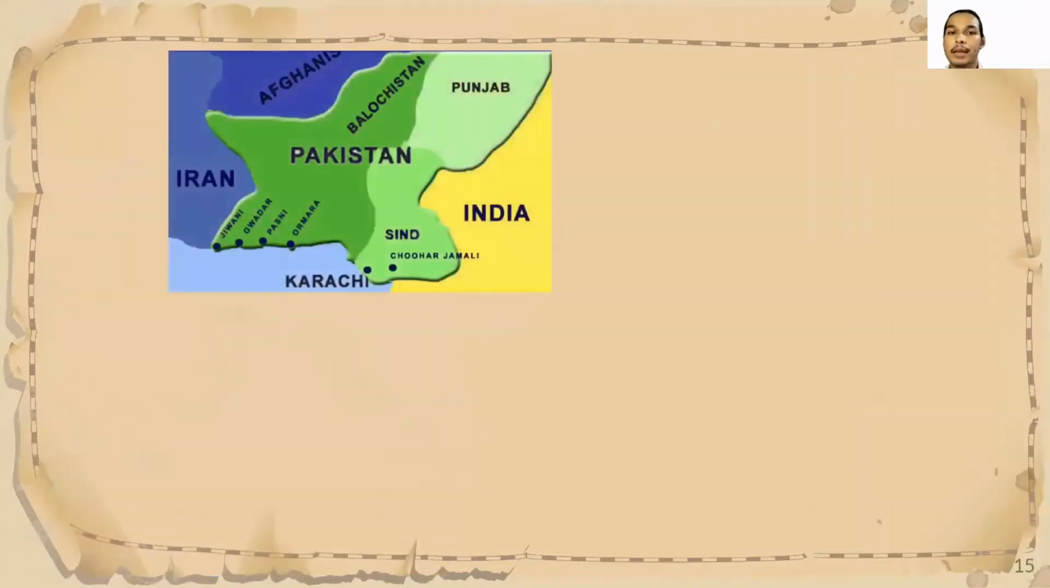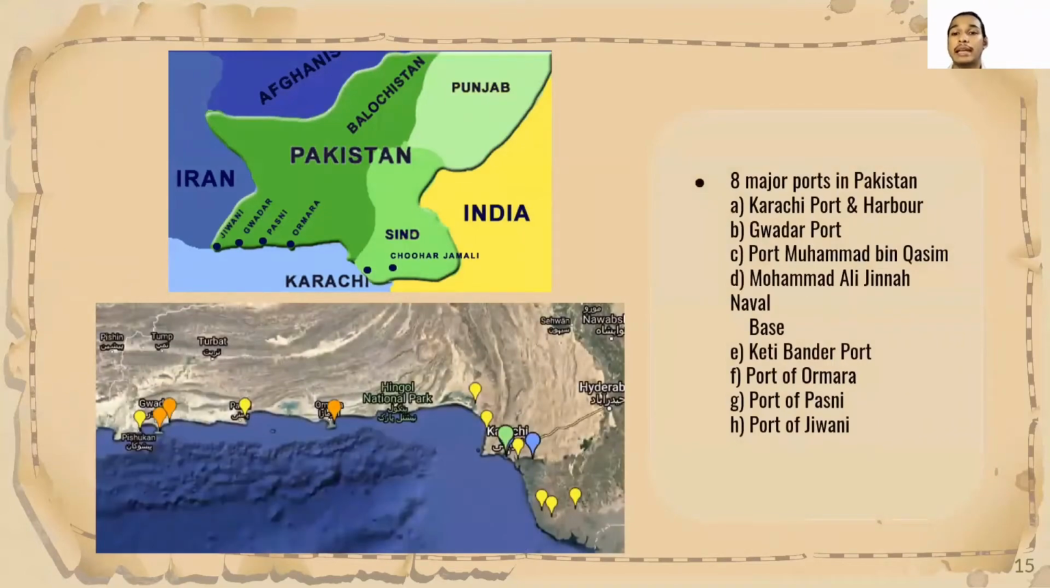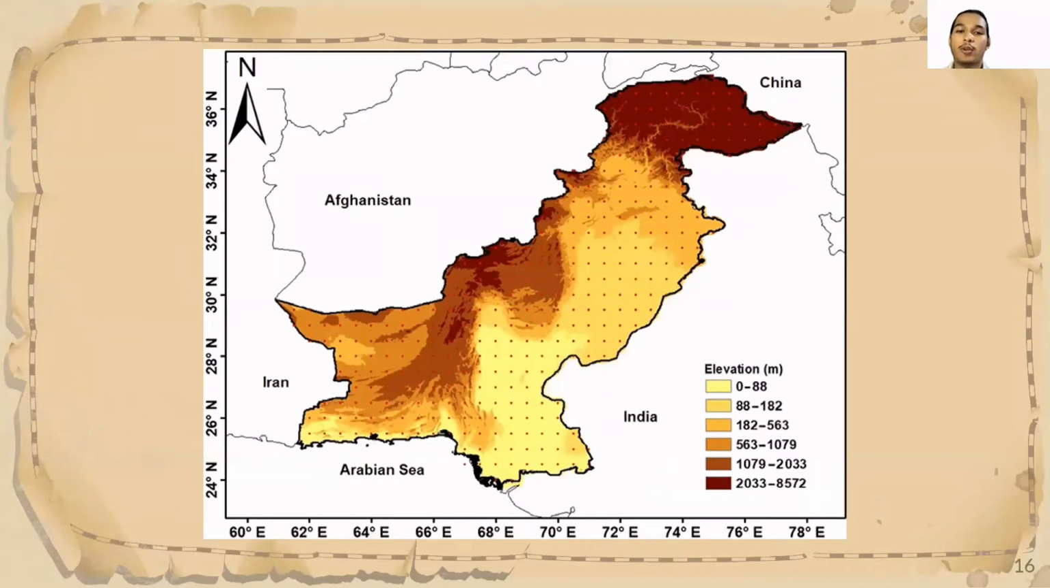Next slide, please. With 1,046 kilometers of coastline along the Arabian Sea, Pakistan has several big and small ports in its coastal region. The Gwadar port is one of the deepest seaports in the world and holds great importance because of its strategic location. And the Karachi port is the busiest port of Pakistan, and it is also considered the economic hub of Pakistan. Next slide, please. So I will continue with the topography.